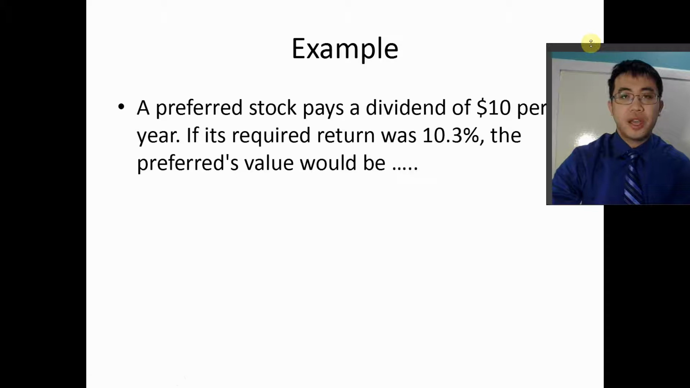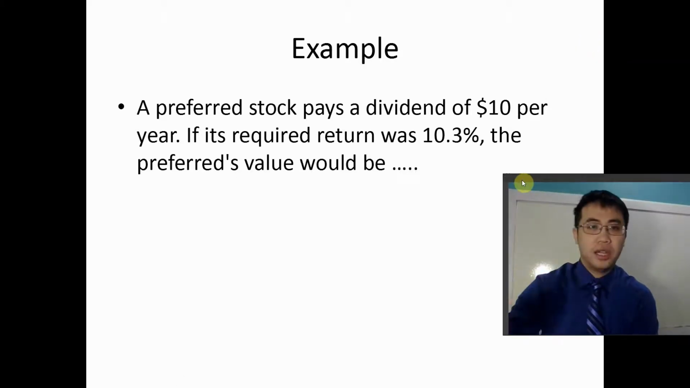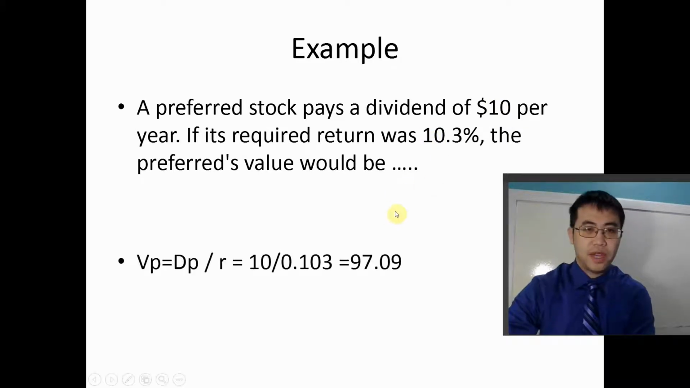Okay, and here is an example. So if a preferred stock pays a dividend of $10 per year and the required return was 10.3%, so what's the value of the preferred stock? So your job is very simple. Just use $10 divided by 10.3%. So you're gonna get some value like 97.09.